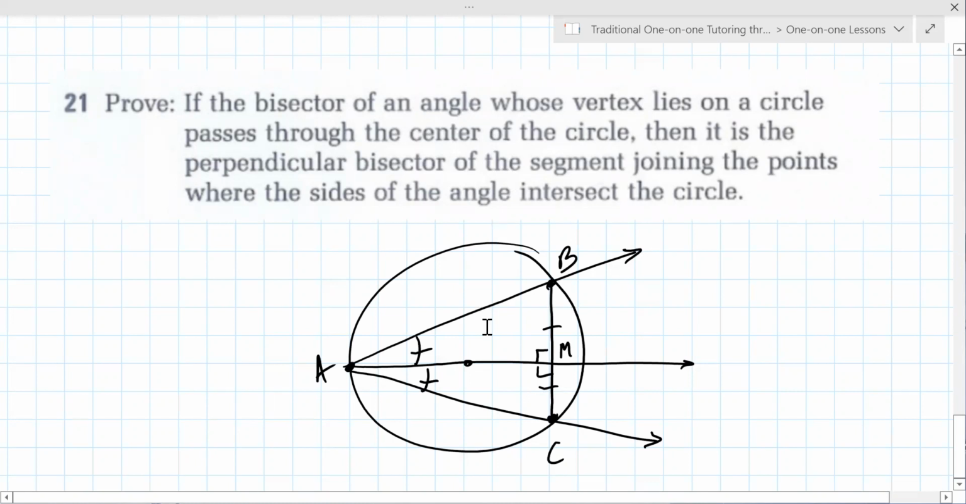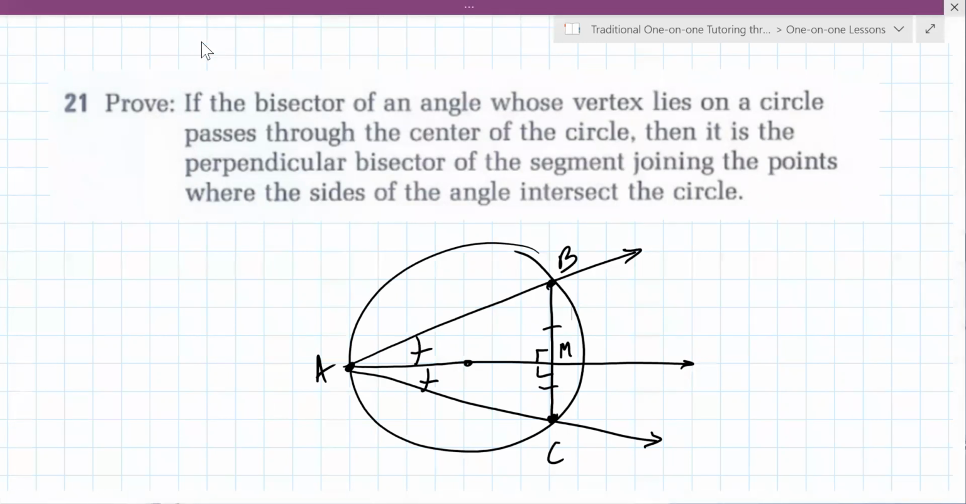Passes through the center of the circle, then it is the perpendicular bisector of the segment joining the points where the sides of the angle intersect. Perpendicular bisector. All right, so wow, a lot here. If we could prove those triangles are congruent, we'd be in great shape. I don't think we can do that though. So how are we going to do this?